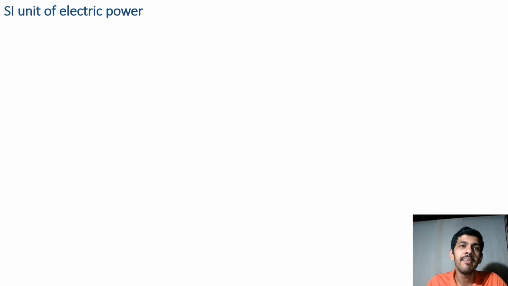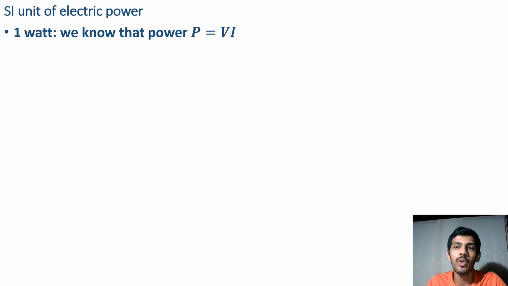Next topic is how to represent the SI unit of electric power, or I think I can also say how to represent 1 watt, or the definition of 1 watt. So what is the formula for electrical power? Power P is equal to V into I. So when will this power P be 1 watt?